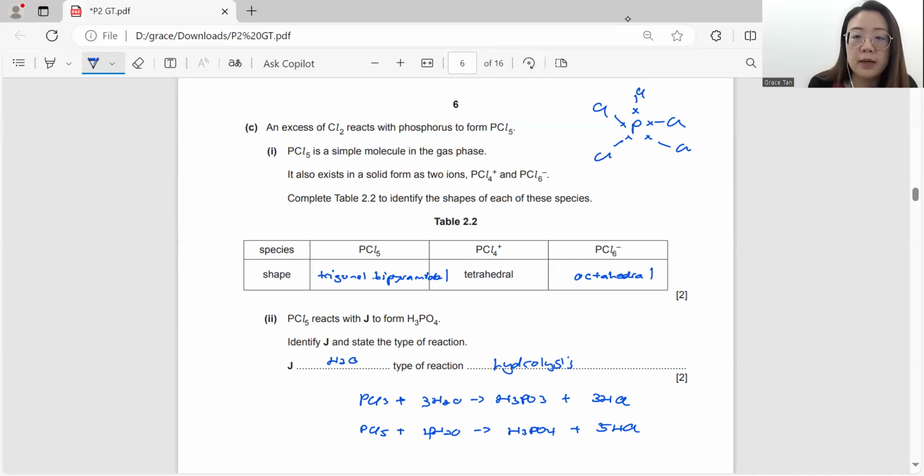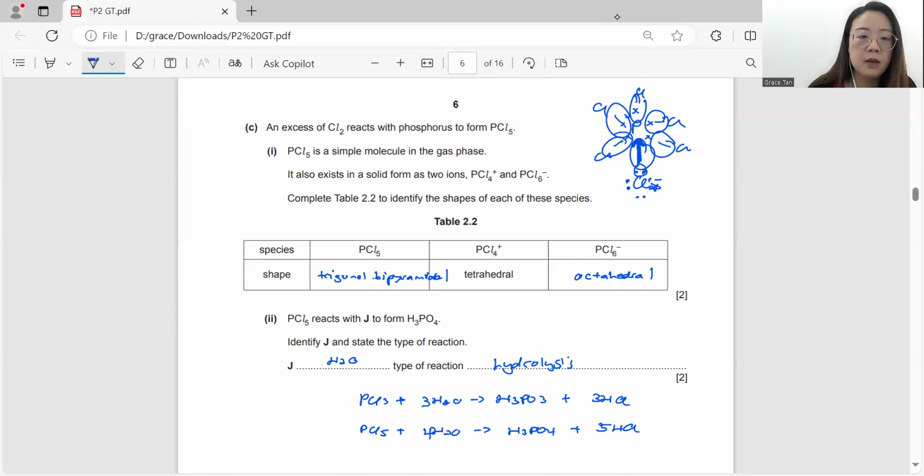Now PCl6-, it means that you receive a chloride here, minus. Chlorine is group 17, so you have 7 valence electrons, 1, 2, 3, 4, 5, 6, 7, and you receive an electron here. So the lone pair will be donated into the phosphorus. So a neutral PCl5 and a Cl- will give you PCl6-. After drawing this coordinate bond in, how many bond pairs are there for phosphorus with 6 chlorine and negative charge? You got 6 bond pairs: 1, 2, 3, 4, 5, 6. 6 bond pairs means octahedral.